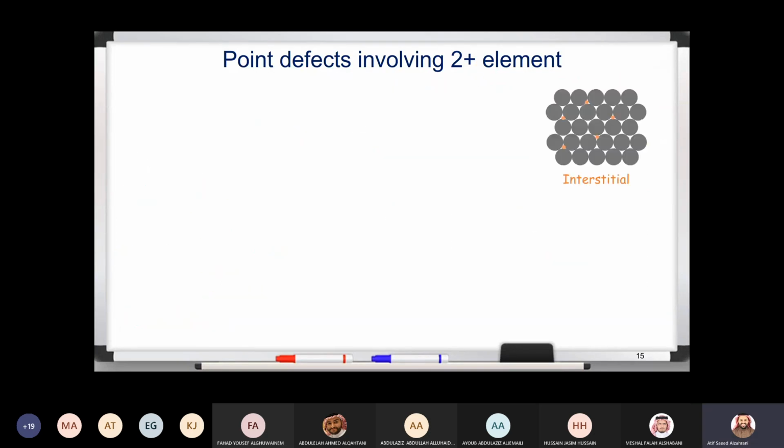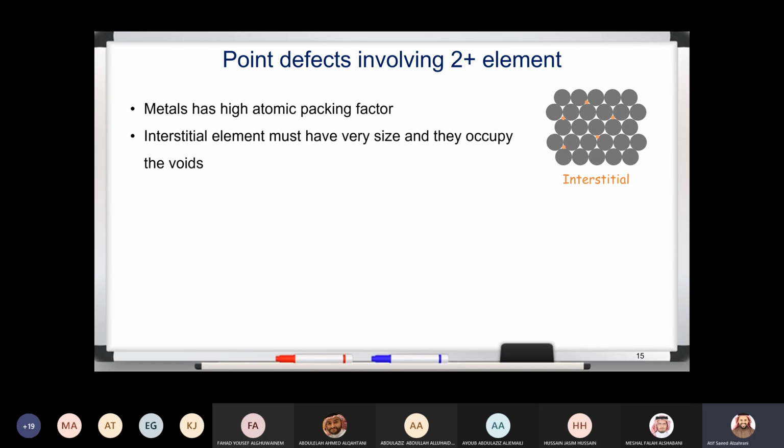So this is for the substitutional. Interstitial, as we said, it has to be very small. We know that metals have a high atomic packing factor. Interstitial elements must have a very small size so they can occupy the voids, typically below 10%. If you see steel, it's made of iron and carbon mainly, and the carbon maximum is less than 3%. Usually it's below 1% or 2%, but the maximum is below 3%, depending on the type of steel. So typically it's not more than 10%. This is something to keep in mind.